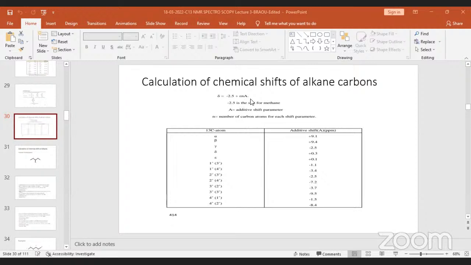It is a summation of all these shift values only. Minus 2.5 is the shift for methane, and we have to add all these additive shifts to this minus 2.5 to get the calculated chemical shift of carbons, various carbons in alkanes.